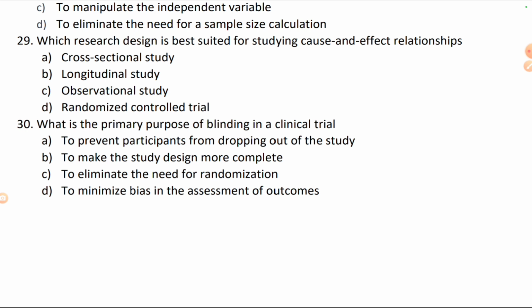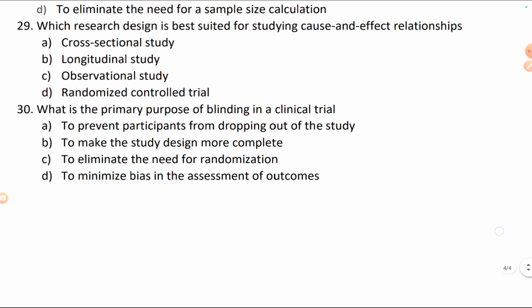What is the primary purpose of blinding in a clinical trial? Option A, to prevent participants from dropping out of the study. Option B, to make the study design more complete. Option C, to eliminate the need for randomization. Option D, to minimize bias in the assessment of outcomes. The answer is option D, to minimize bias in the assessment of outcomes.